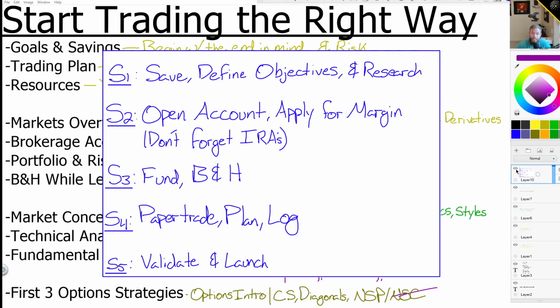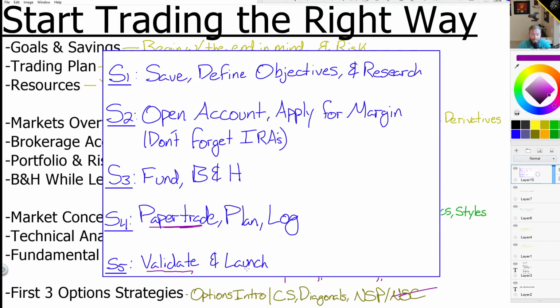Then we need to put some money in there and set up that buy and hold portfolio. Step 4 is begin paper trading some of those option strategies that I shared while you're building out your trading plan and your trade logs, which again, I have links to in the video description below for you to check out. And then before you choose to go live with whatever you're practicing paper trading, validate those results.